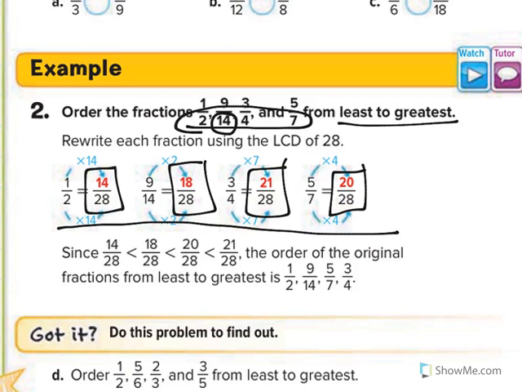Now, just like when we did this with rational numbers, we're going to make sure to always use our original numbers when listing from least to greatest, because if I just say these ones that I've come up with, the person may not know where those have come from. So, you want to look at these and say, well, the least one, looking at my numerators, 14, 18, 21, and 20, is 14, which means that 1/2 is my smallest fraction. And then my next one would be 9/14, followed by 5/7, and followed by 3/4.